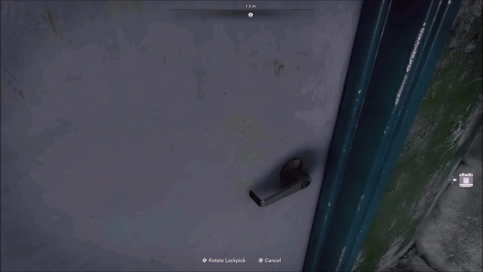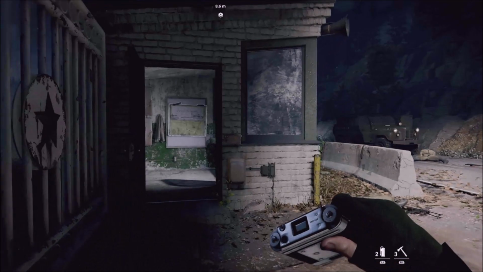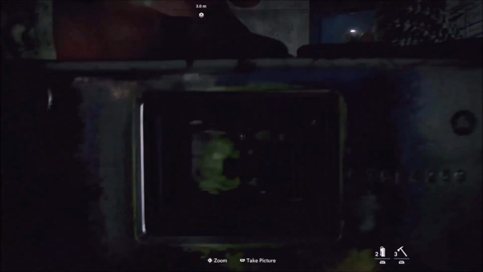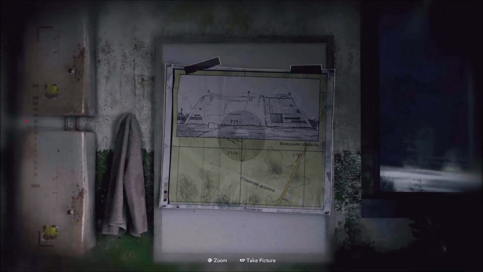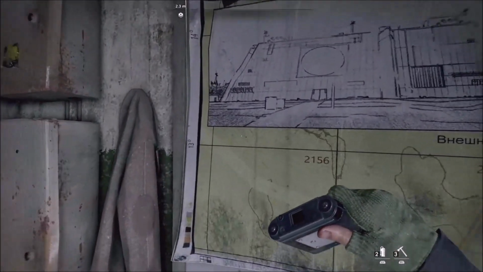So right after you clear out this first gate here, right when you're about to enter, when you go into this guardhouse on the right side of the gate, you will see the first piece of evidence right here. Take a picture of this board.